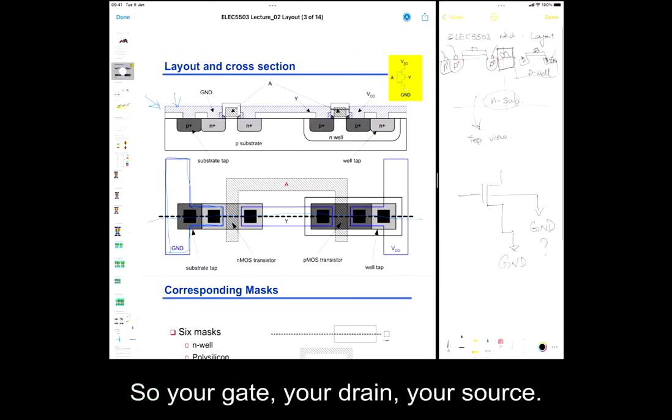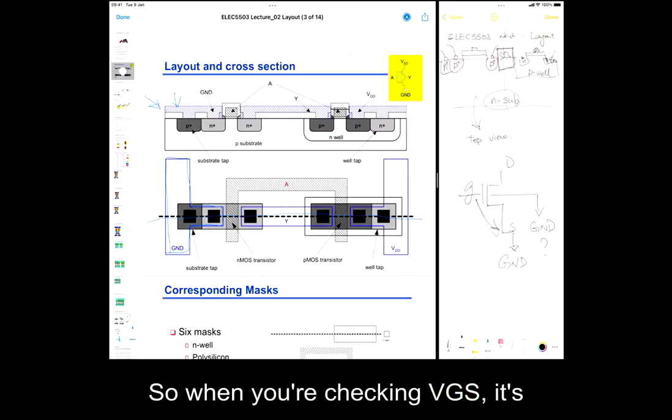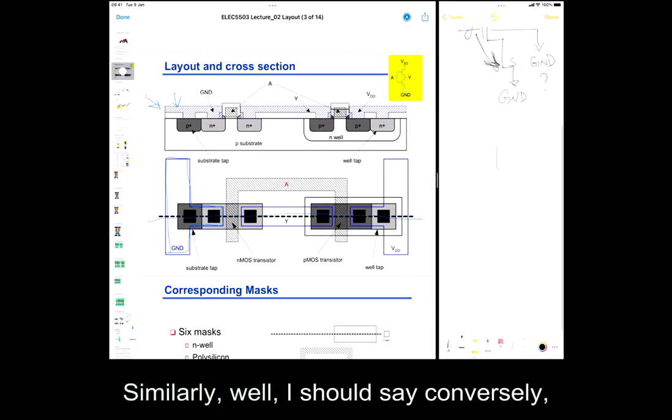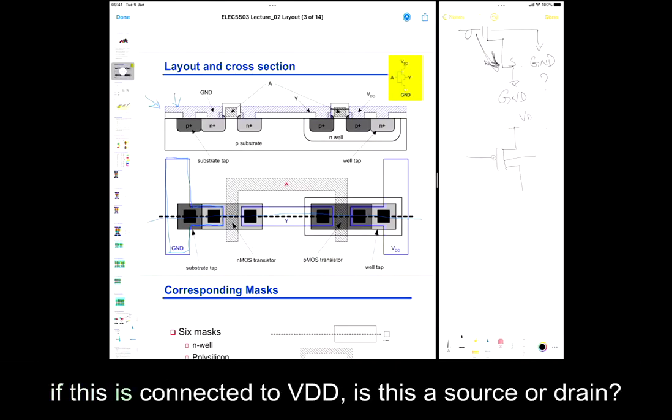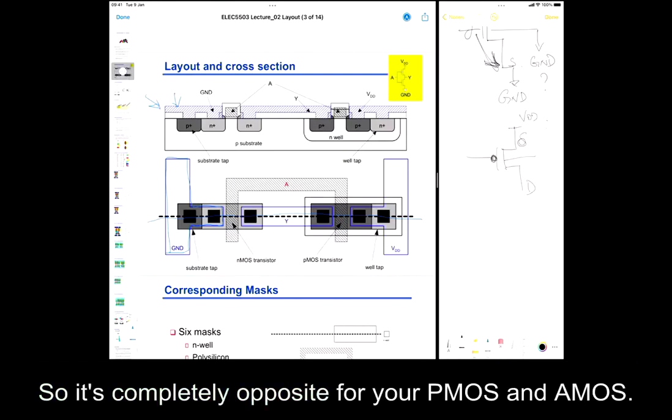So your gate, your drain, your source. All right. So when you're checking VGS, it's checking the potential difference between your gate and your source. Similarly, well, I should say conversely, if this is connected to VDD, is this a source or drain? Sorry, this is a source. This is a PMOS. So this is source. This is drain. Okay. So it's completely opposite for your PMOS and NMOS.